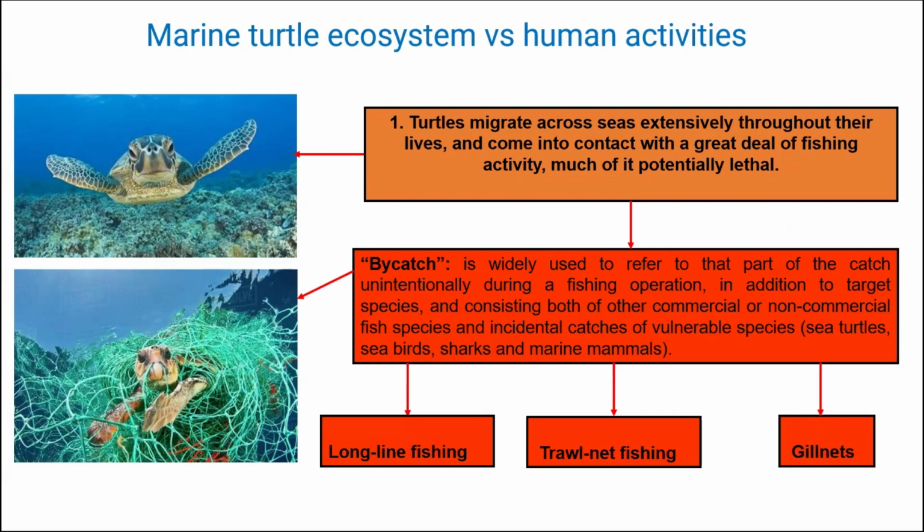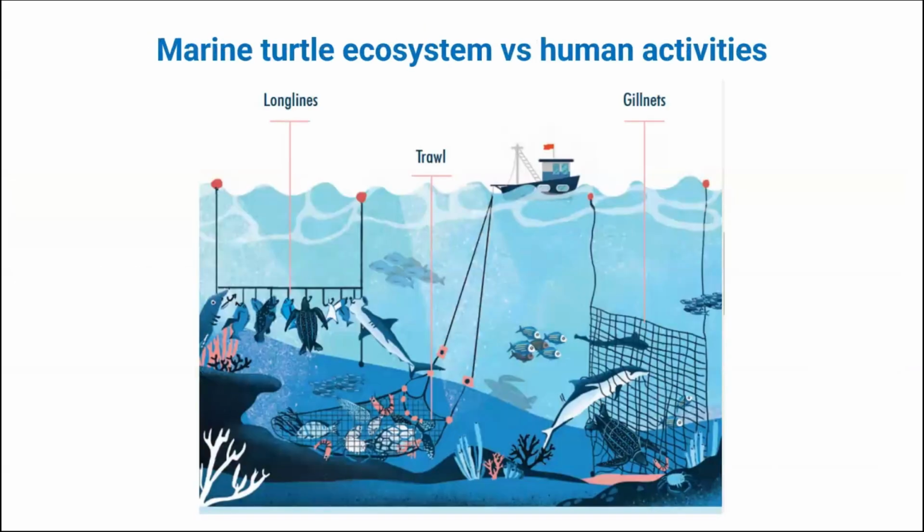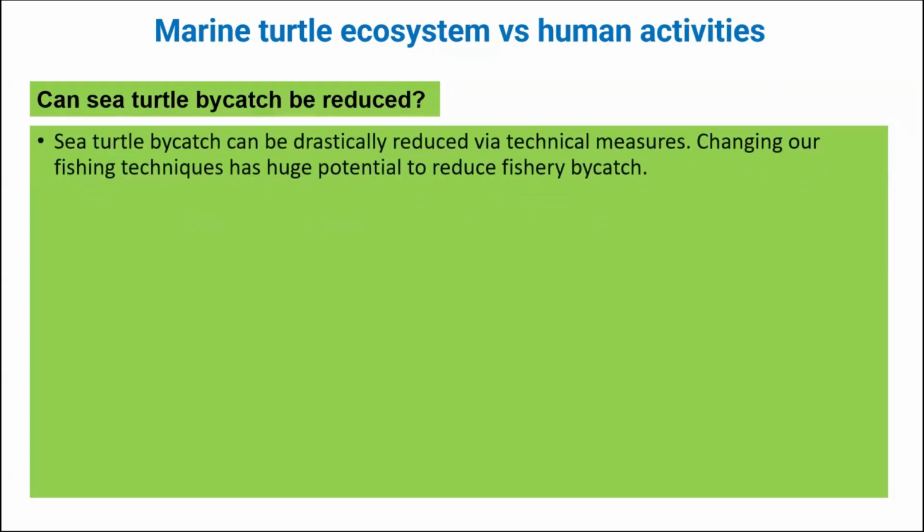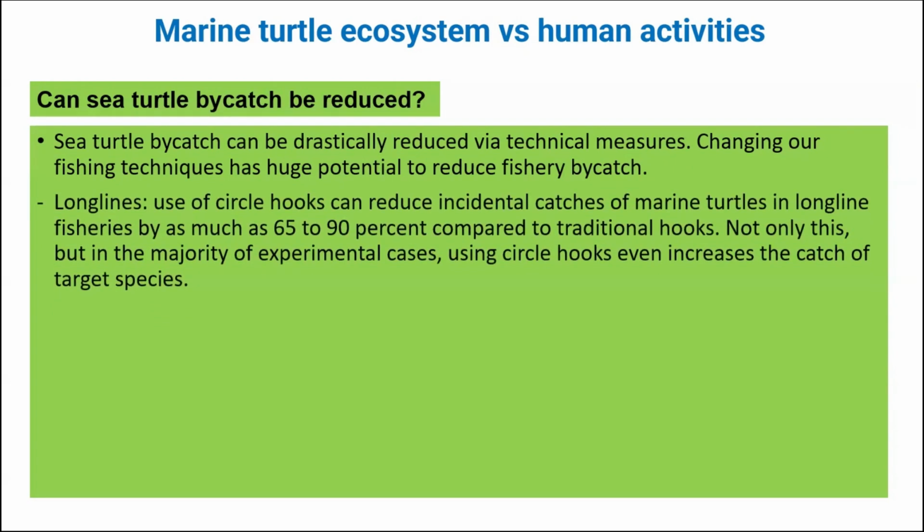As you may know, sea turtles, marine turtle species, are migratory, so they swim from one region to another over many kilometers, and through these migration corridors, they sure will be caught unintentionally in fishing gear. This kind of unintentional capture is known as bycatch. The type of bycatch could be long line fishing, trawl net fishing, or gill nets, like shown in this figure. But can sea turtle bycatch be reduced?